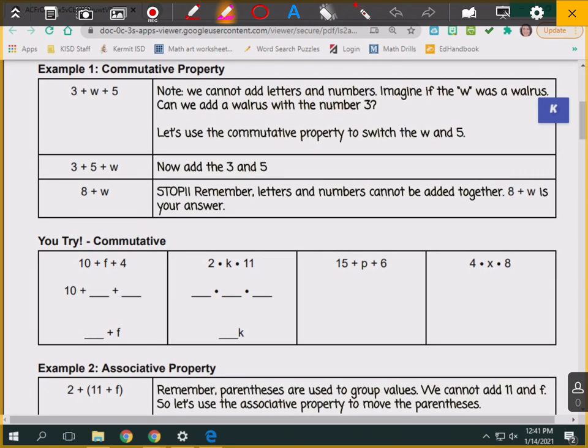All right, so for the first one, we have 10 plus f plus 4. We want to rearrange this just like we did in the example. So we're going to change the 4 to be second and the f to be last. Then we're going to combine. We're going to do 10 plus 4, and that gives us 14. So our answer would be 14 plus f. That is how we use the commutative property.